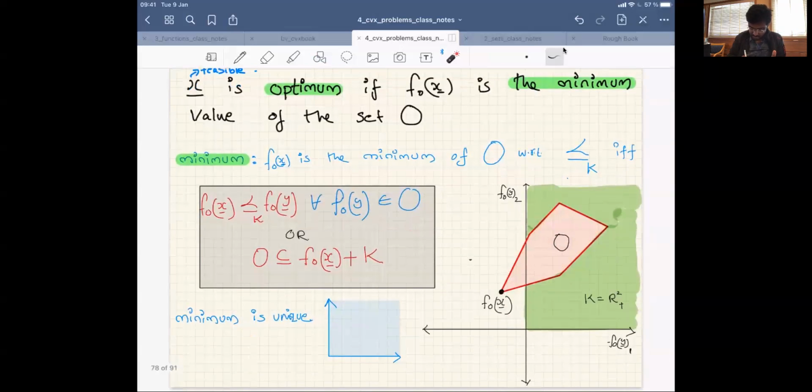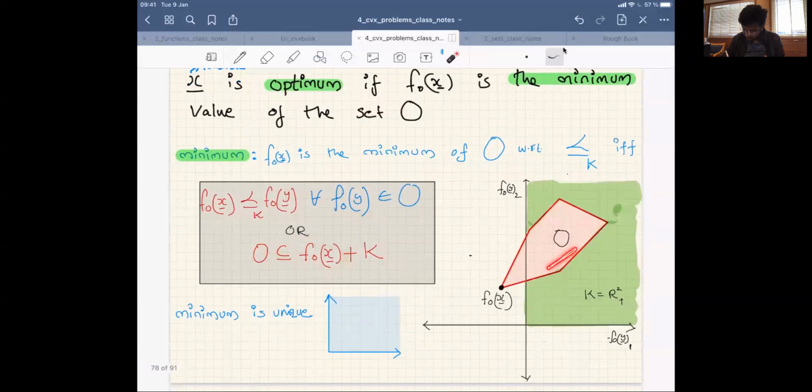So in other words, how can you see this? We already saw this. What you have to do is form a new set, f0(x) plus K, and check whether the original set O belongs to that f0(x) plus K. So let's take this example. It will be clear. We saw this already.